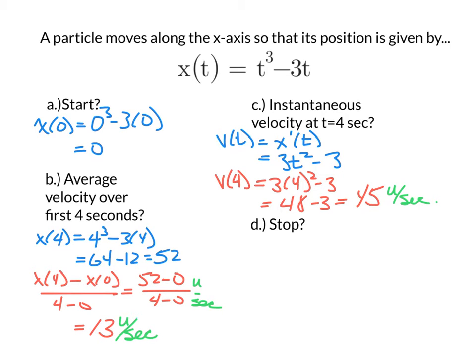In part D, it asks, when does this particle stop? Well, if you think about when you are stopped, what's your velocity? It's 0. You don't have any speed when you're stopped. So we're going to take the velocity function, 3t squared minus 3, and set it equal to 0. Solving it real quickly, we add 3 and divide by 3, we see t squared is 1, so it stops at positive and negative 1. As far as time goes, those units are going to be plus or minus 1 second.